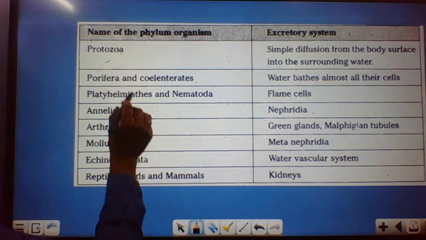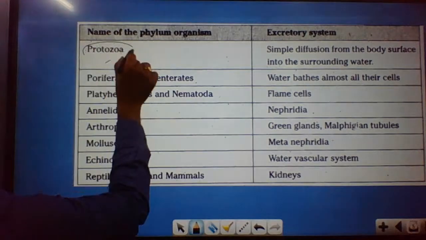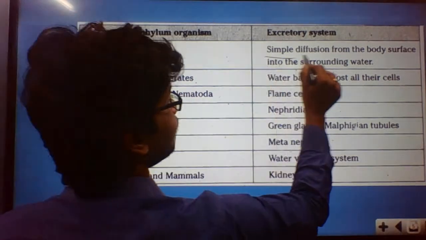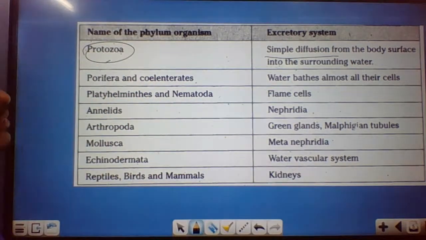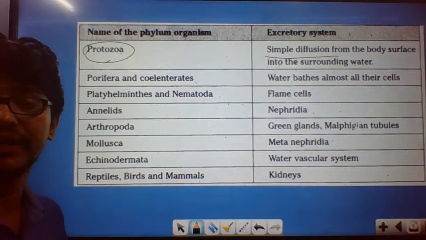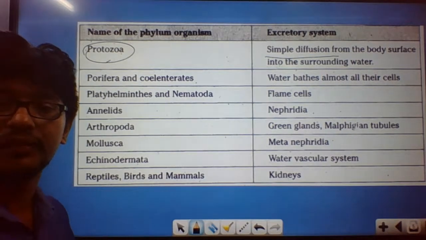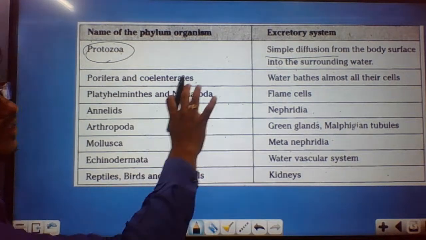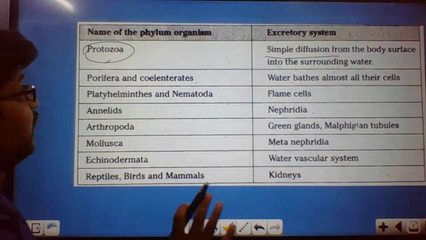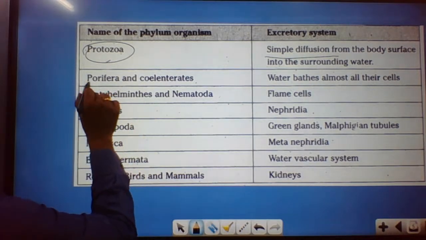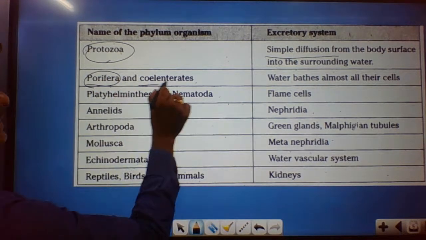Coming to the protozoa. Protozoa excrete by means of simple diffusion, normal diffusion mechanisms, like in the amoeba, like Entamoeba histolytica. In such normal amoeba cases, the normal diffusion mechanism is going to happen. Poriferans, the phylum Porifera, coelenterates.